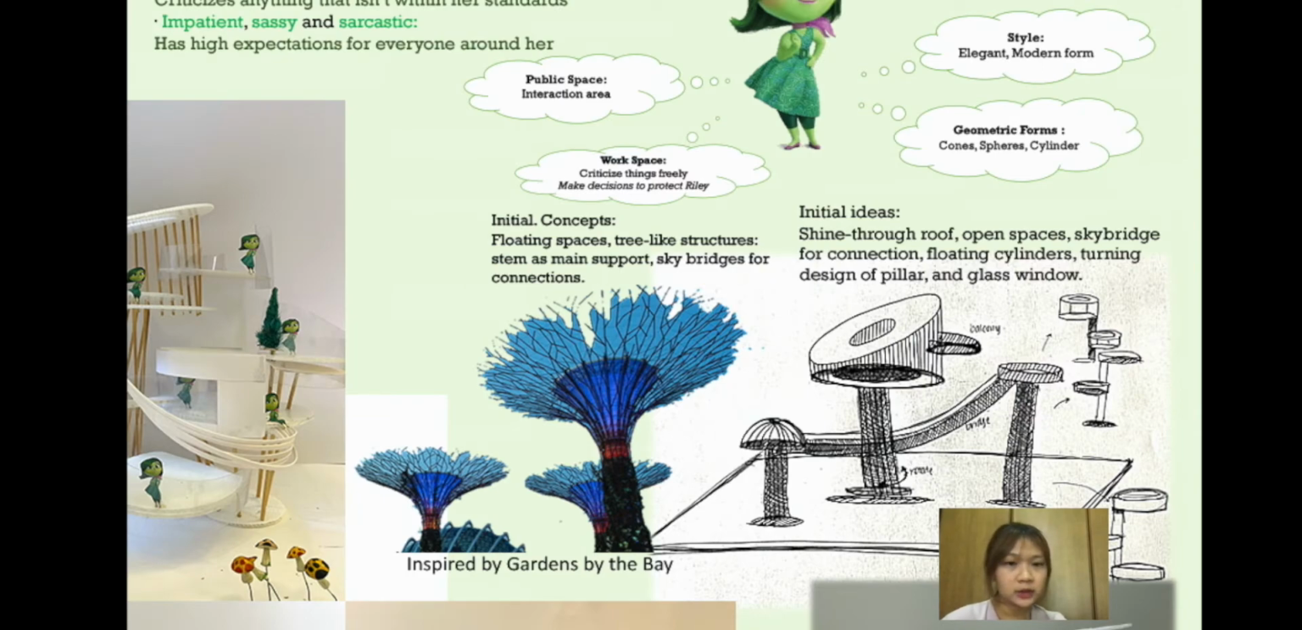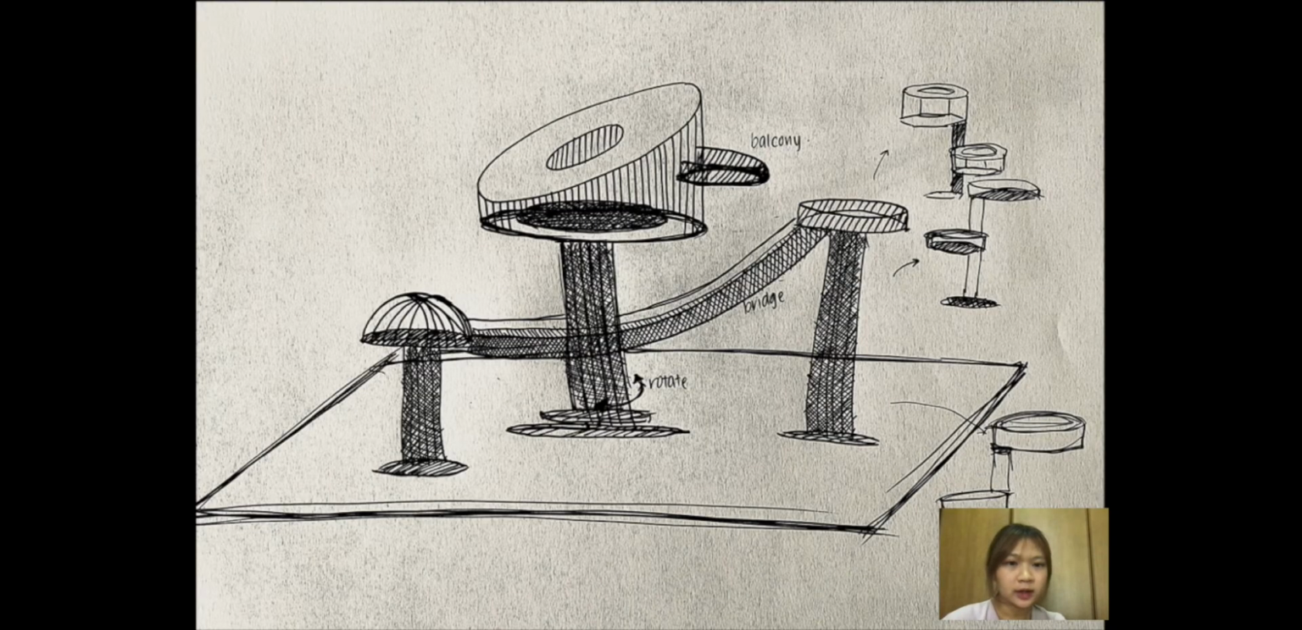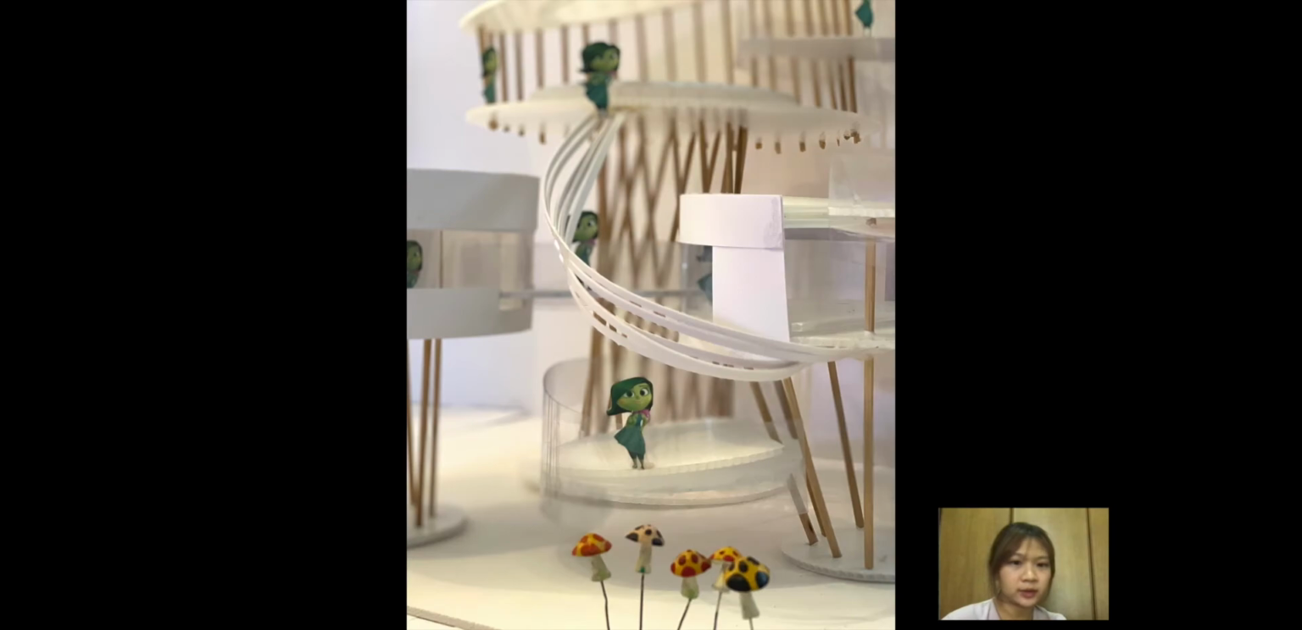My design was inspired by the Gardens by the Bay in Singapore. I like the tree-like structures. It was very unique to me. This is my initial sketch. You can see that it has a sky bridge connecting the spaces, but then I decided to replace it with a sliding bridge later because I thought it creates a better style and impression for this cast. The outcome is not bad though. It also added a sense of playfulness to the space.